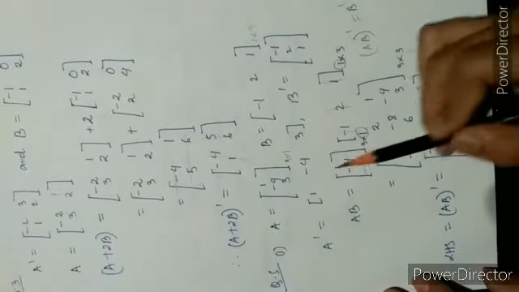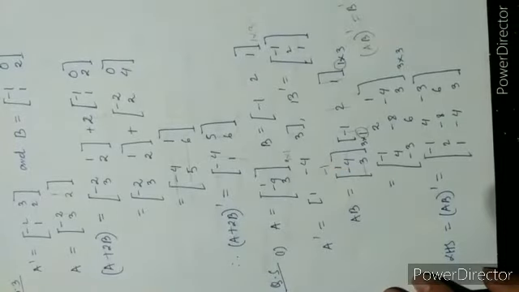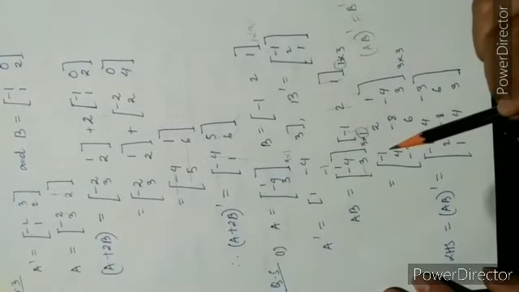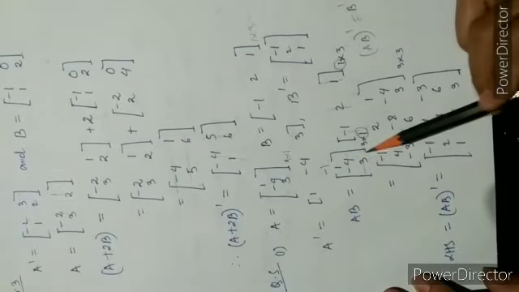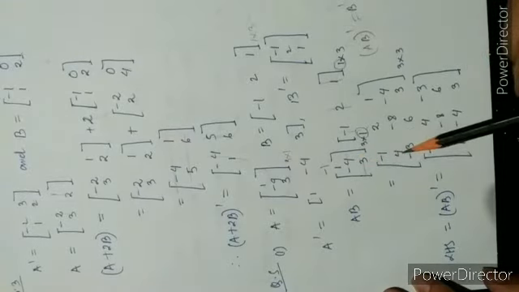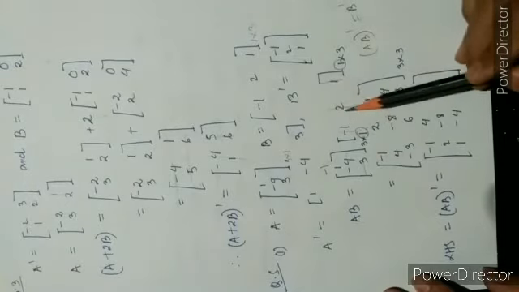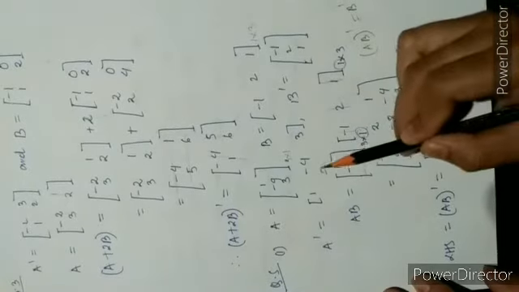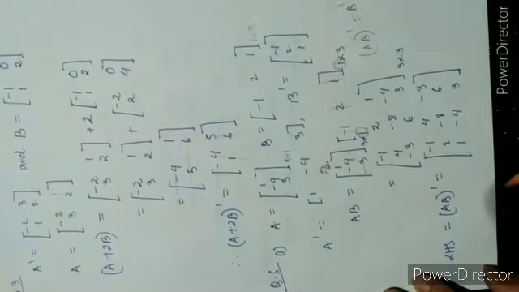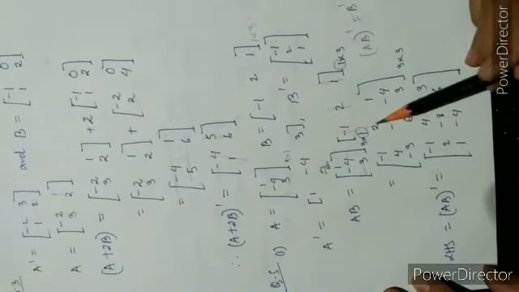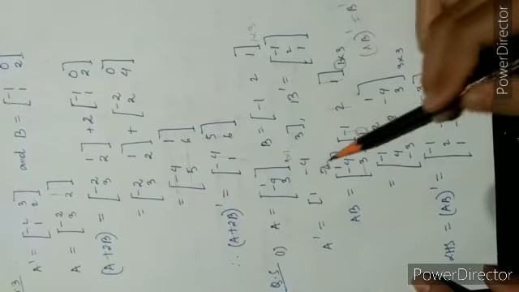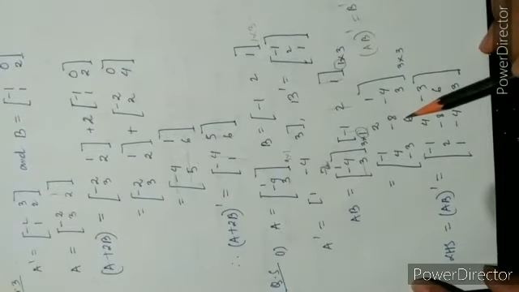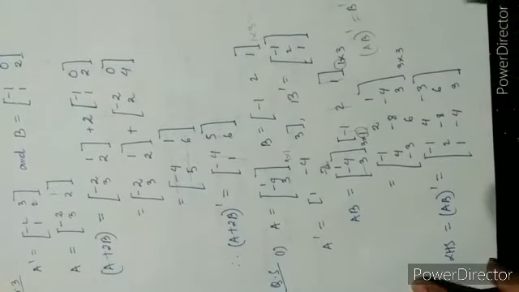Apply to the first: minus 1 multiplied by minus 1 is 1, minus 1 into minus 4 is plus 4, minus 1 into 3 is equal to minus 3. Then multiply these elements by plus 2. 2 into 1 is equal to plus 2. 2 into minus 4 is equal to minus 8. 2 into 3 is equal to 6.